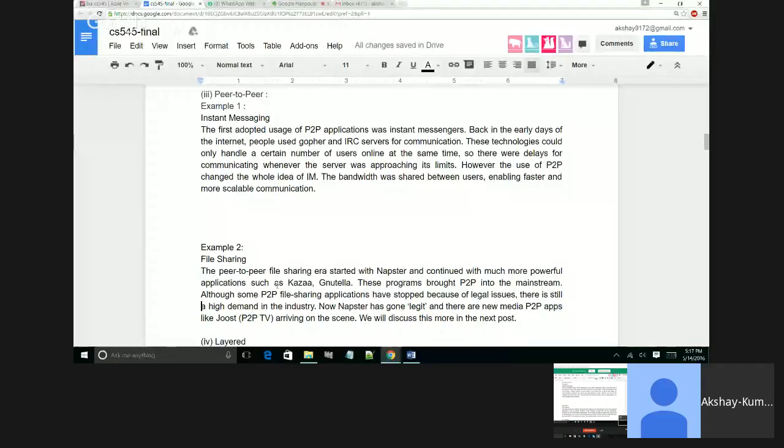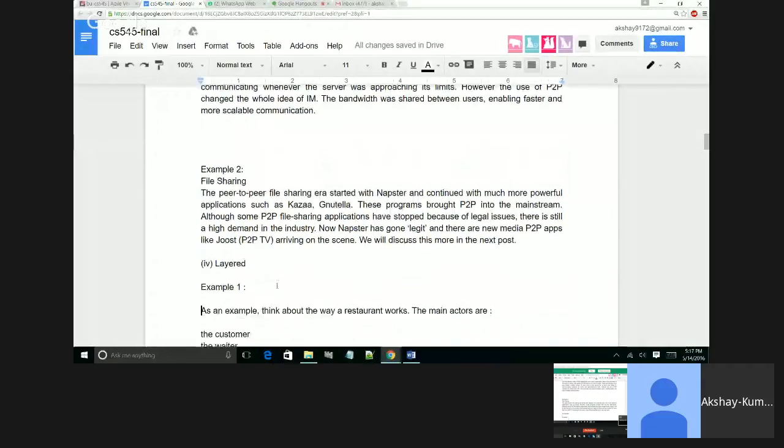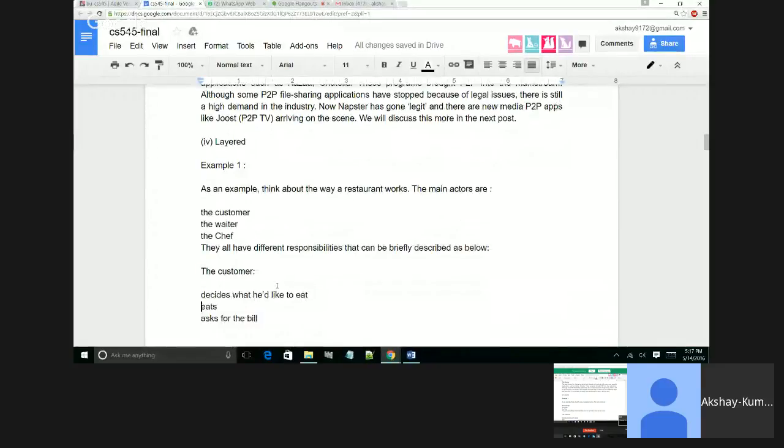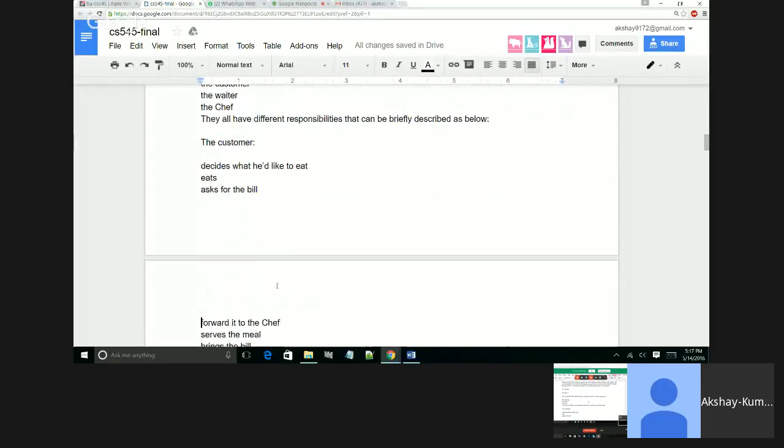And for the layered architecture, the first example is a restaurant, where customer, waiter, and chef are the three layers. The chef does not interact with the customer directly. The chef will interact with the waiter, and the customer will interact with the waiter. So they are the layers basically. That's why it can be a layered architecture example, a real life example.